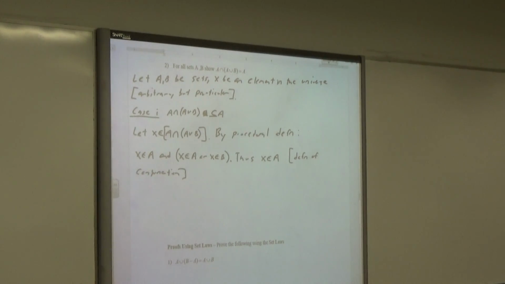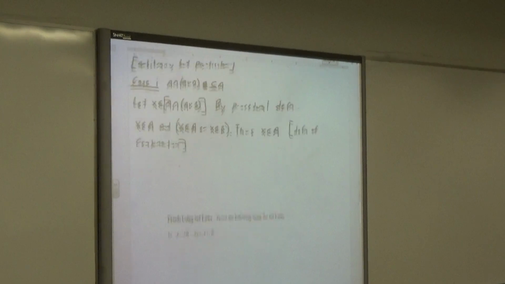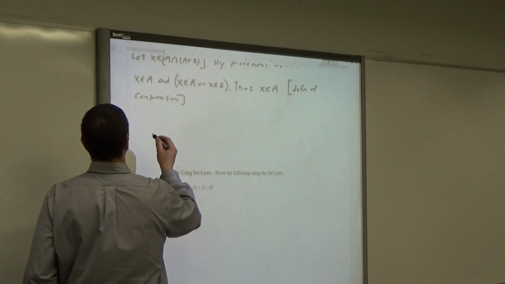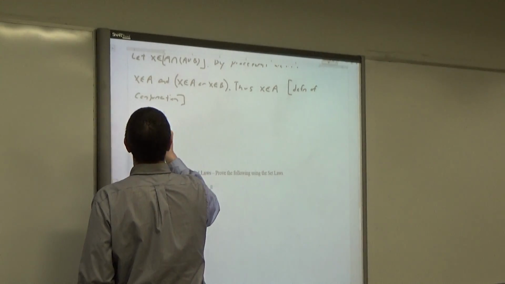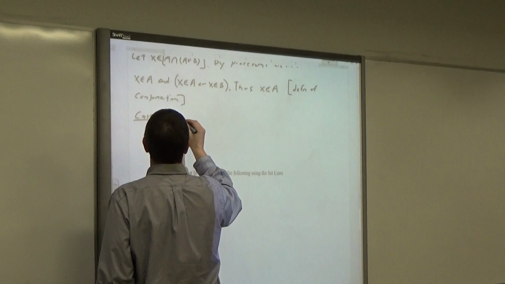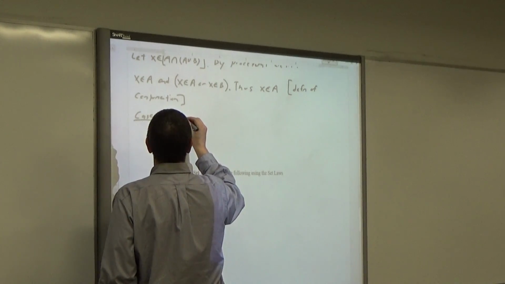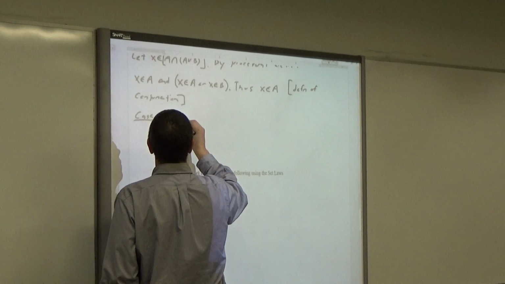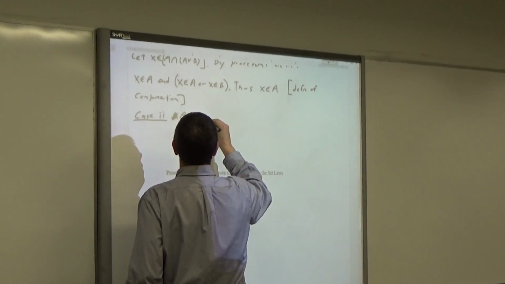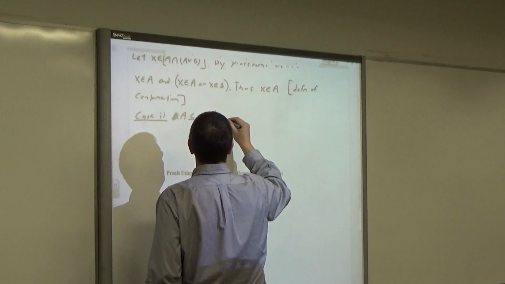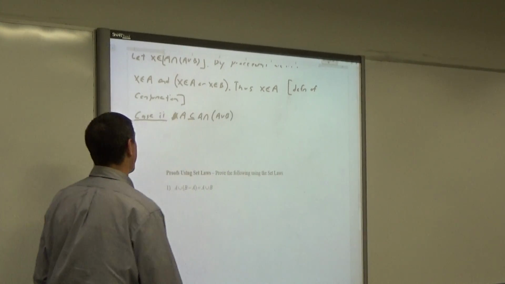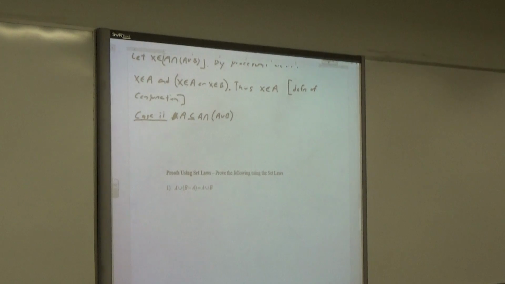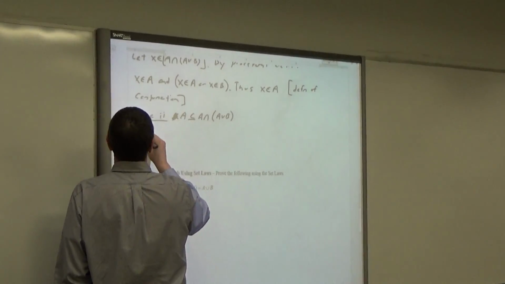All right, so let's do the other one. The other one's a lot tougher. You have to be sneaky with this one. Case 2. Now this is why it's tough. We are trying to show that A is a subset of A and (A or B), right? This is why this one's so tricky. What's the first line that you're going to write for this case 2? Let X be an element of A. You always start by letting X be an element of the left-hand side.